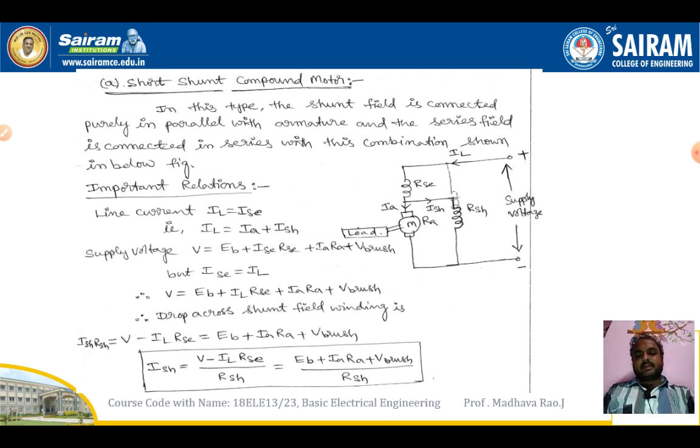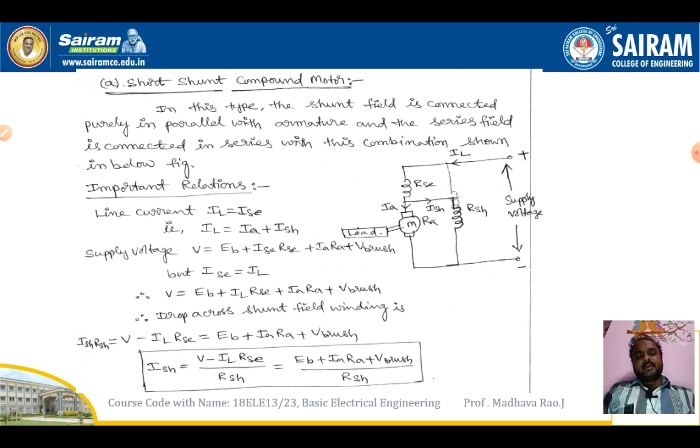By simplifying, you will get ISH equal to (V minus IL RSC) divided by RSH, which is equal to (EB plus IARA plus V brush drop) divided by RSH. So this is about the short shunt compound motor.